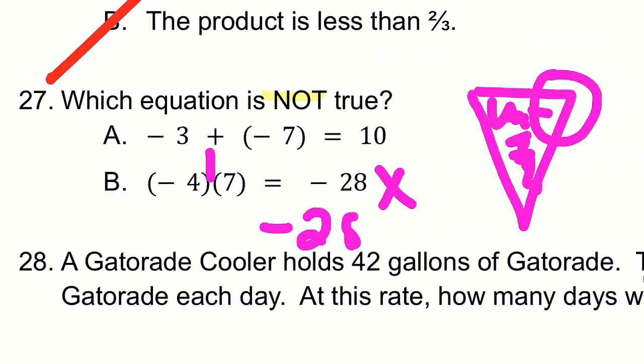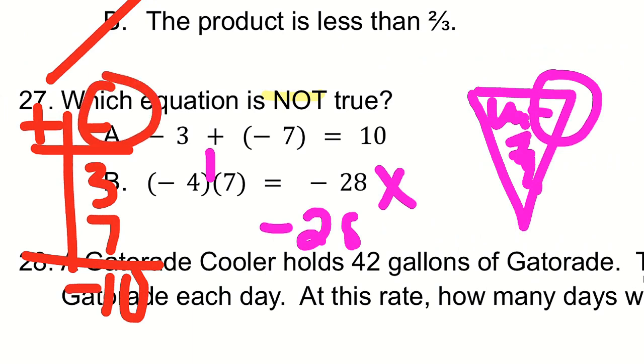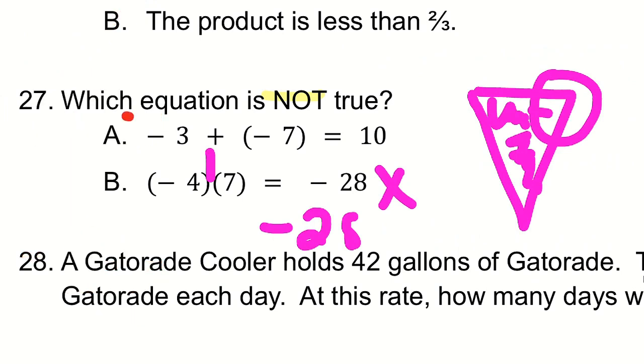Let's double check this last one. We are adding. So my strategy is team positive, team negative. -3 goes on the negative side. -7 goes on the negative side. When they are the same sign, we add. So 7 plus 3 is 10. But the team that won was negative, so that should be a -10. So our answer was A.